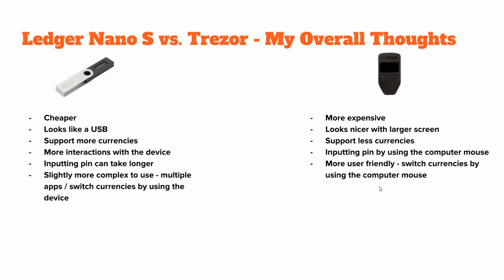On the other hand, the Trezor is more expensive. It's $30 more. It looks nicer in my opinion, and it has a larger screen. It supports fewer currencies, as I mentioned before, about 4 to 5 currencies. Inputting the PIN by using a computer mouse is a lot faster, clicking versus using the up and down button to choose your PIN, as is the case with the Ledger Nano S.